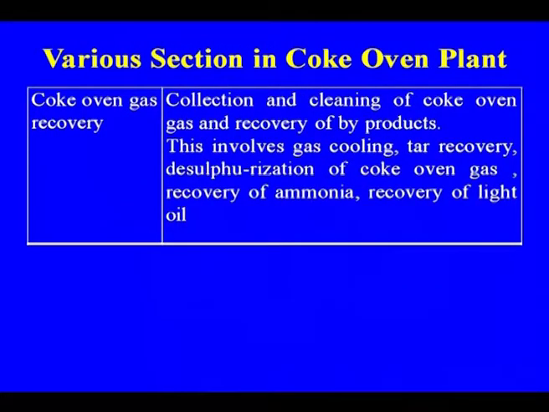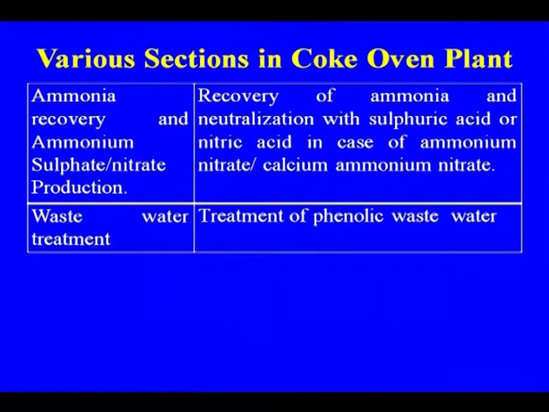Coke oven gas recovery, because this is one of the very important operations in a coke oven plant. Collection and cleaning of the coke oven gas and recovery of the byproducts. This involves gas cooling, tar recovery, desulfurization of the coke oven gas, recovery of the ammonia, recovery of the light oil. Ammonia recovery and ammonium sulphate production: recovery of the ammonia and neutralization with sulfuric acid, or nitric acid in case of ammonium nitrate.